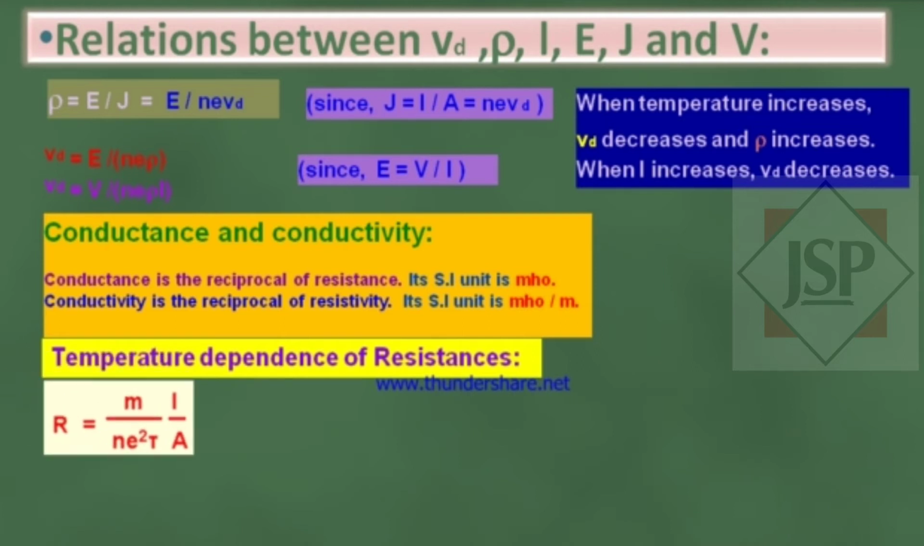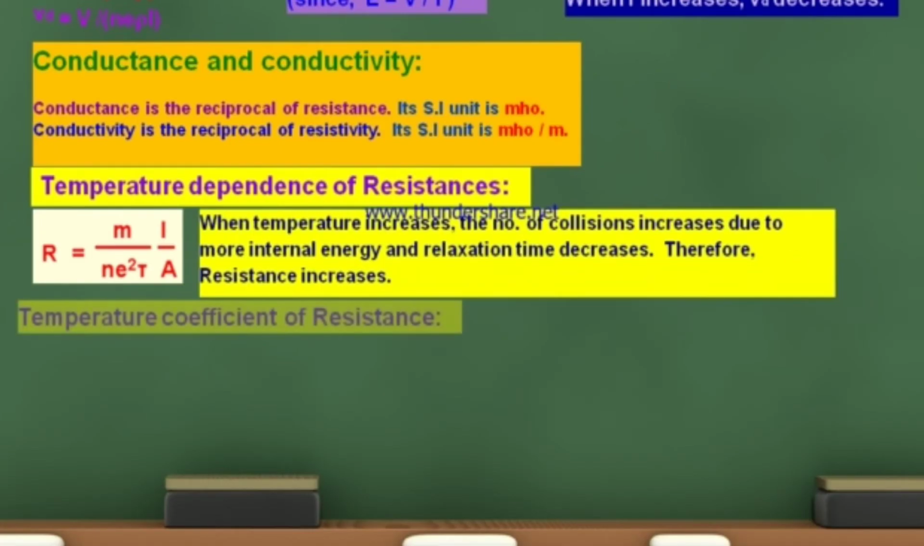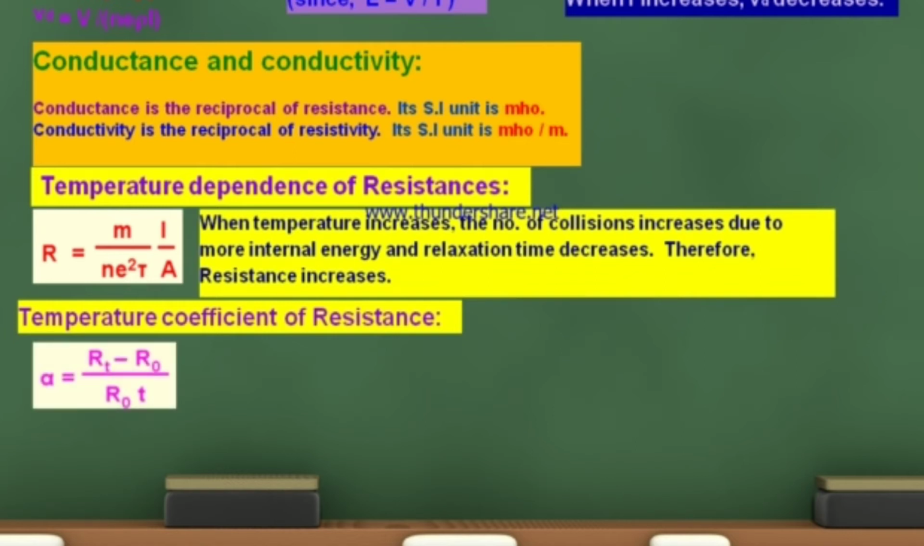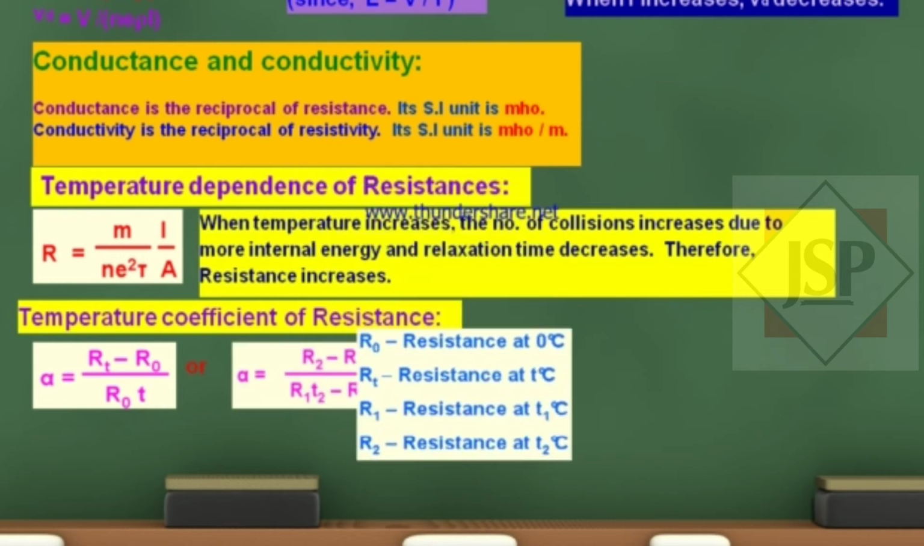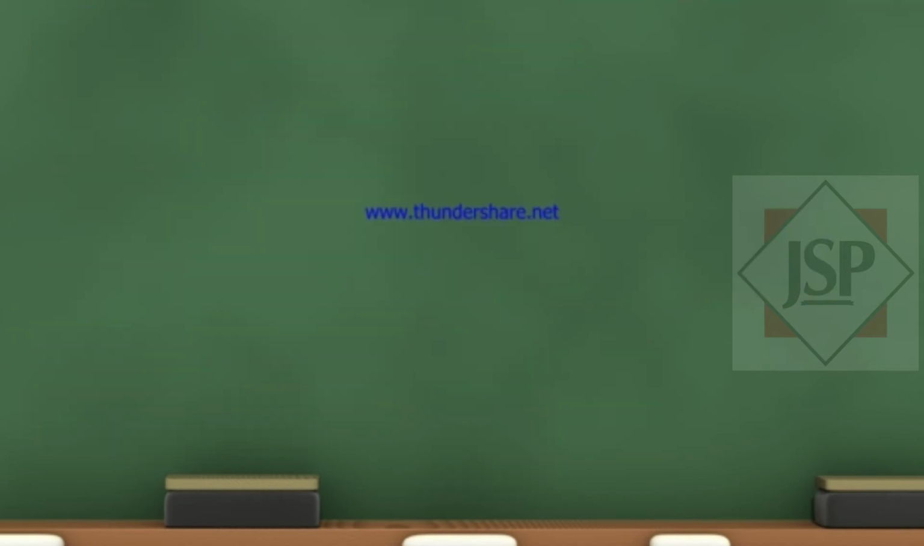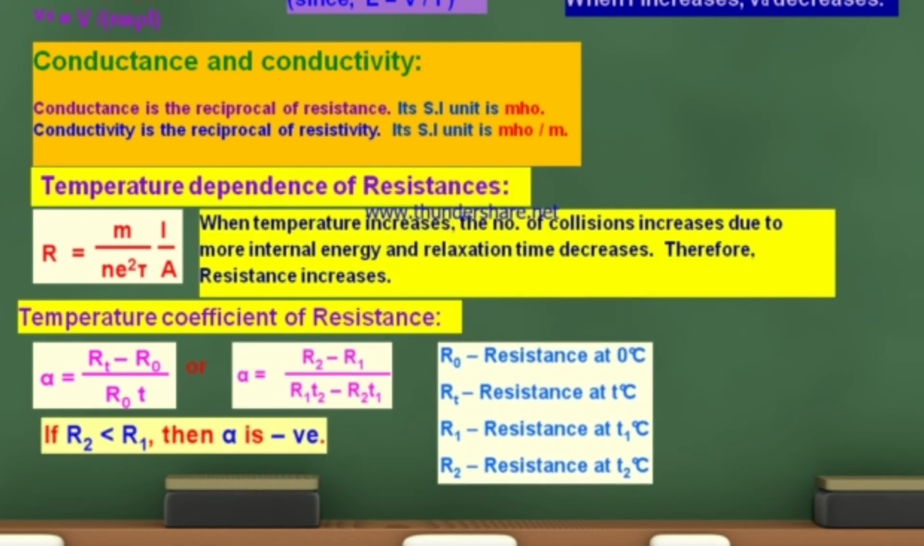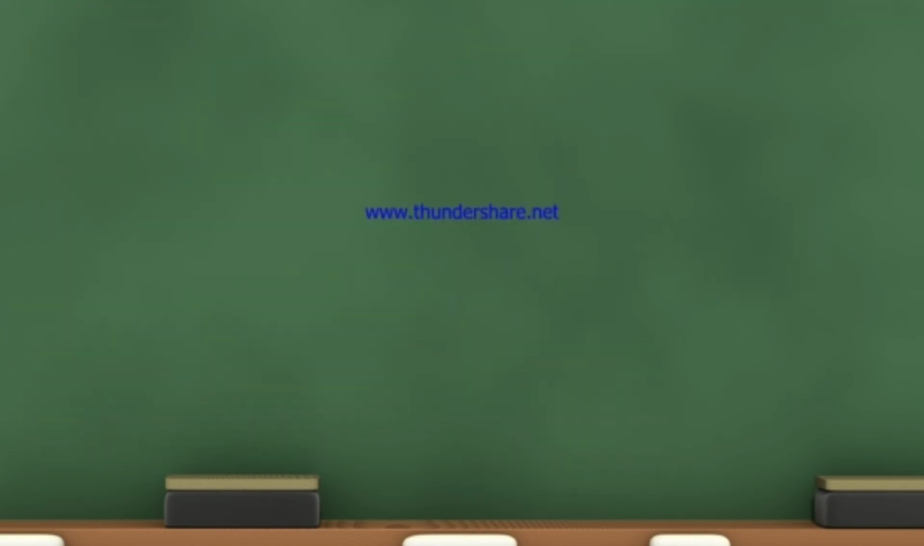Now conductance and conductivity we can understand. Conductance is the reciprocal of resistance, its SI unit is mho. Conductivity is the reciprocal of resistivity, its SI unit is mho per meter. Temperature dependence: resistance is equal to m L whole divided by n e square tau into A. When temperature increases, the number of collisions increases due to more internal energy and relaxation time decreases, therefore resistance increases. Temperature coefficient of resistance formula is like this: alpha equal to (RT minus R0) divided by R0 into T. Color code for carbon resistor.